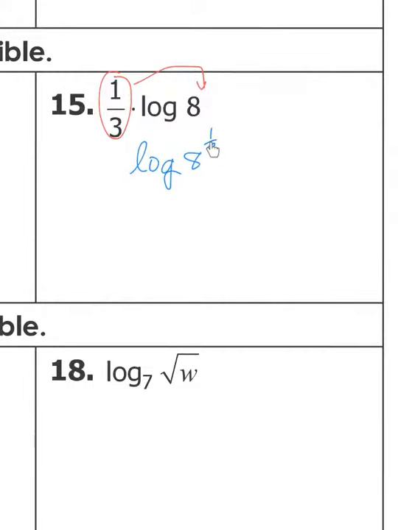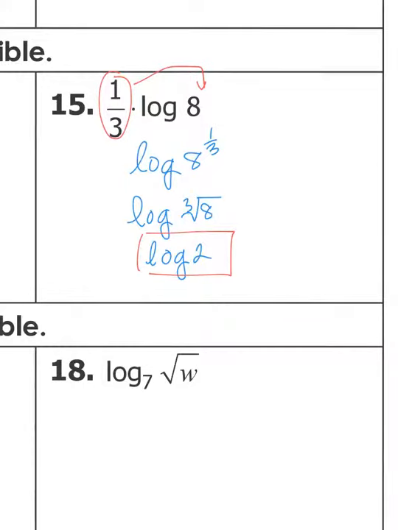So if I cover up that, it looks like 8 to the 1st. So 8 to the 1st is going to go underneath the cube root. So this is really the log of the cube root of 8. And the cube root of 8 is 2. So this is our final answer.